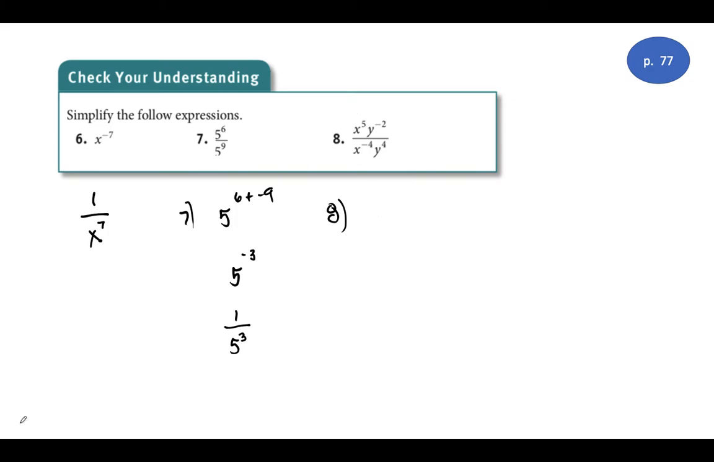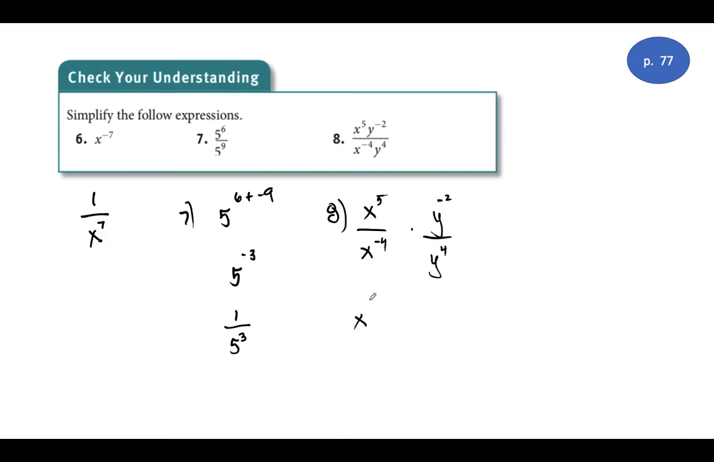So again, I've got two pairs here. I could even write this as x to the 5th divided by x to the negative 4th times y to the negative 2 divided by y to the 4th. Right? We know if I multiply these fractions together, I'd get right back to here. But this way I can see I'm only dividing powers with the same base.